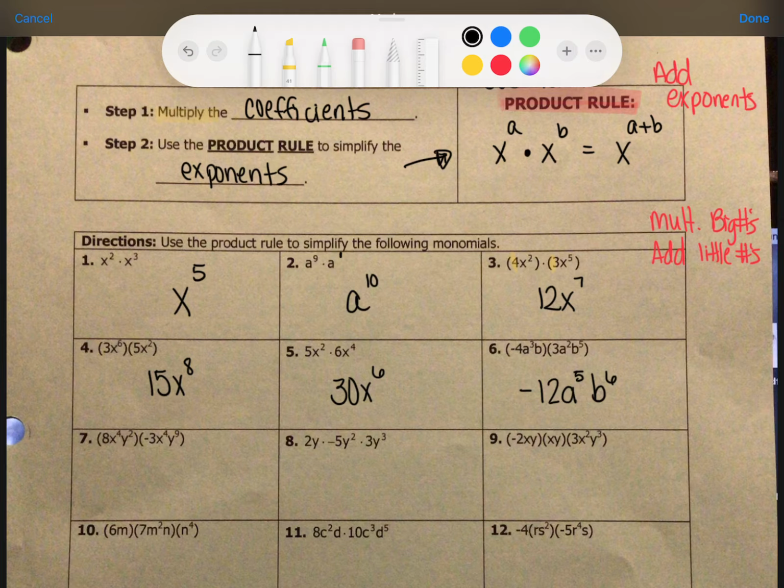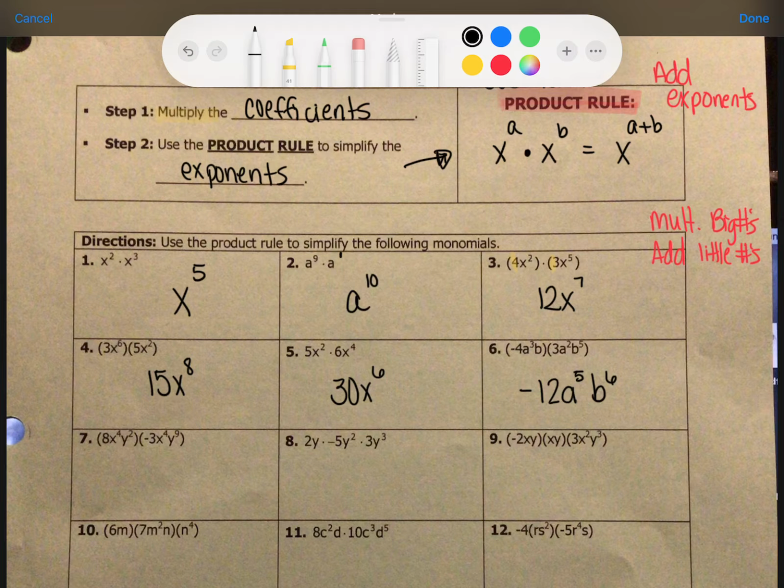All right, so hopefully on number 4 you ended up with 15x to the 8th because you added the exponents, which are the little numbers, and you multiplied the big numbers. Number 5, you got 30x to the 6th. And number 6, they gave you 2 letters, A's and B's. You're just going to combine your A's. So 3 plus 2 gave you 5, and 1 plus 5 gives you 6.